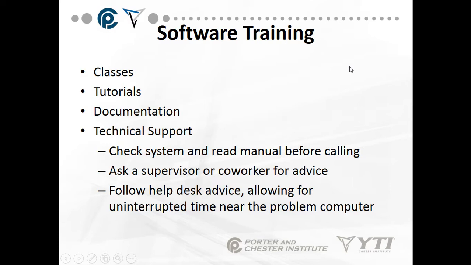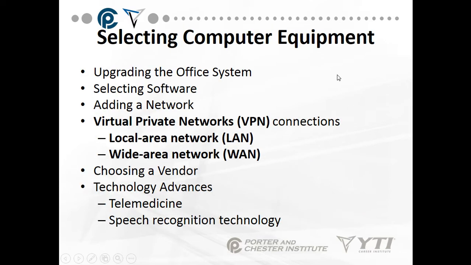Software training. How do we learn to use new software programs in the office? Well, we go to classes and tutorials where you can turn it on and learn how to do it while you're at the keyboard. Documentation and technical support. Technical support will check systems and read manuals, will help you take care of your problem, but they ask you to do a little work first to check the system and read the manual, and maybe you can solve the problem on your own. Or ask a supervisor or coworker for advice. Follow the help desk advice, allowing for uninterrupted time near the problem computer to solve the issue.